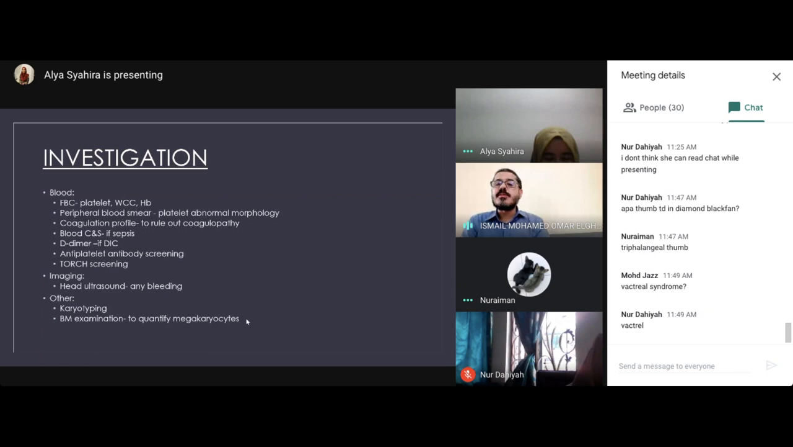Okay, and then we can also do blood culture and sensitivity if we suspect the patient to have sepsis. And D-dimer, rarely done, but it can be done in a patient with DIC. And then antiplatelet antibody screening if we suspect the infant's thrombocytopenia is caused by an immune process. And then TORCH screening because TORCH infection can cause thrombocytopenia.